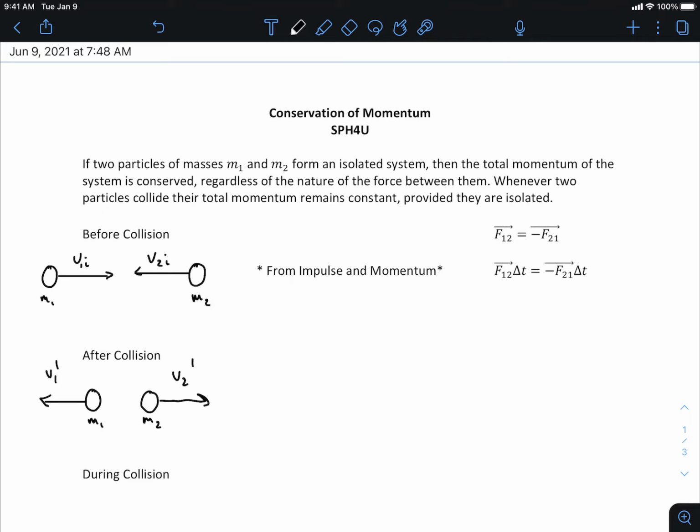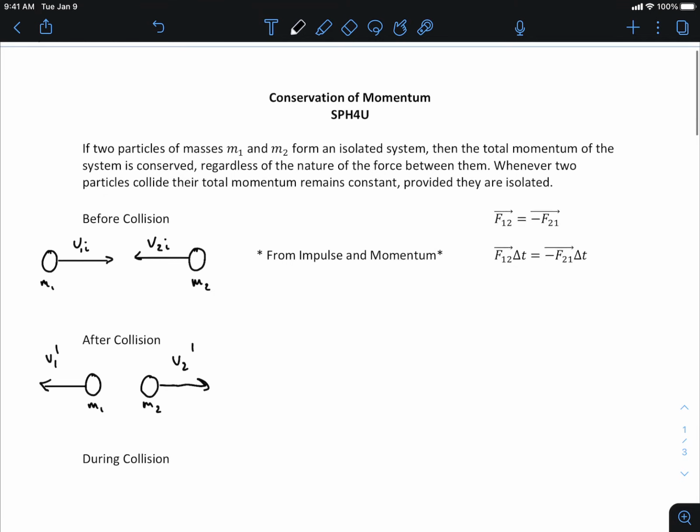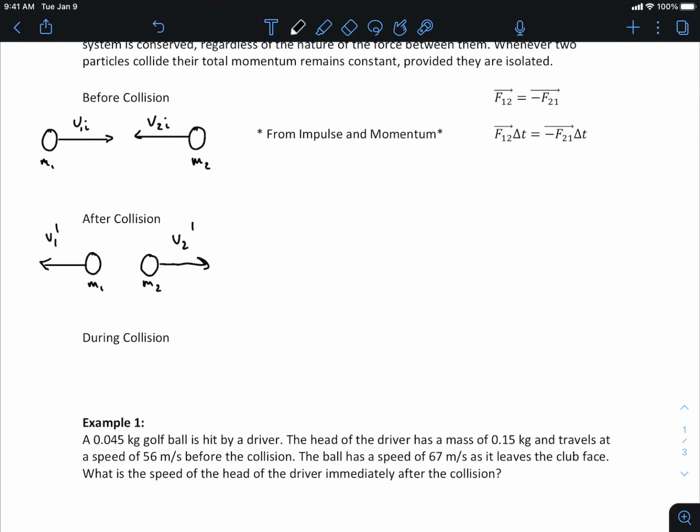Now, during the collision, we want to have a look at what exactly has happened. In the split moment that these two objects or particles have collided, they are touching. Anytime we have contact between any two objects, we're going to have a force in the form of a normal force. The normal force is going to be opposite to the actual contact, the force that one is applying to the other.